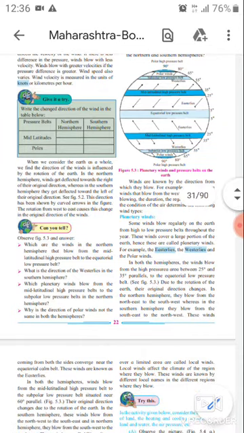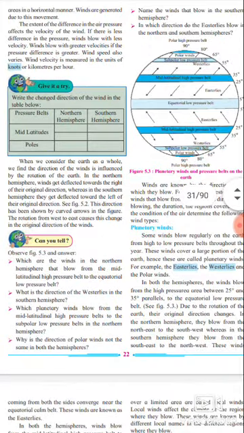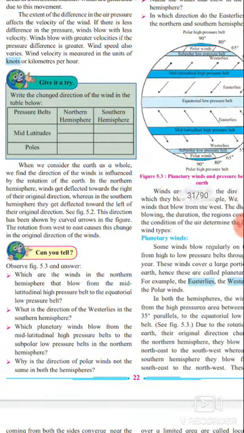Okay. See, give it a try. Write the change in the direction of the wind in the table below. See, pressure belts are given for the northern hemisphere and southern hemisphere shown here. And here again, mid latitude and poles.